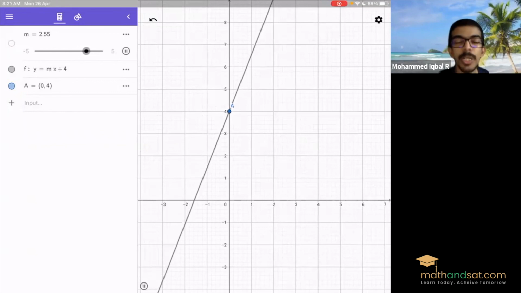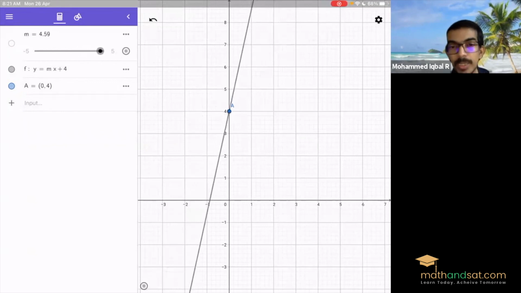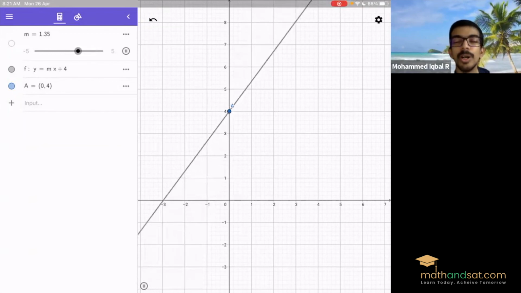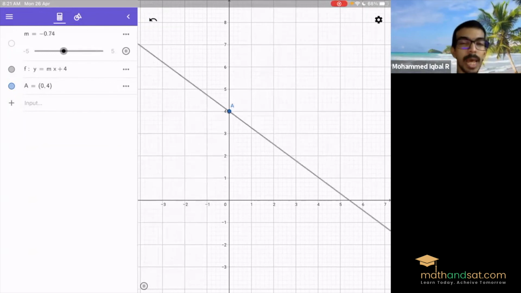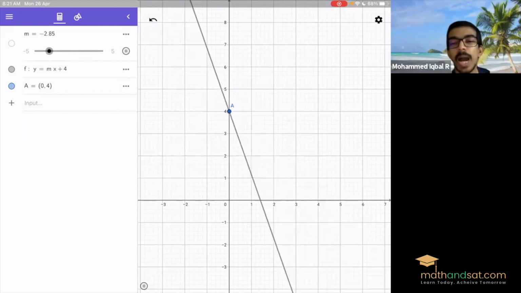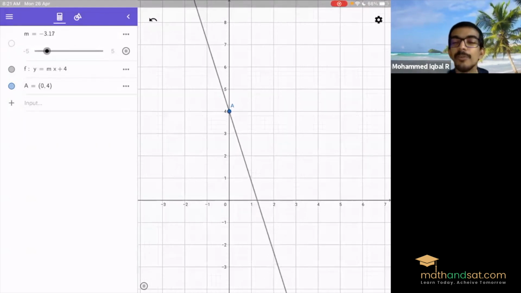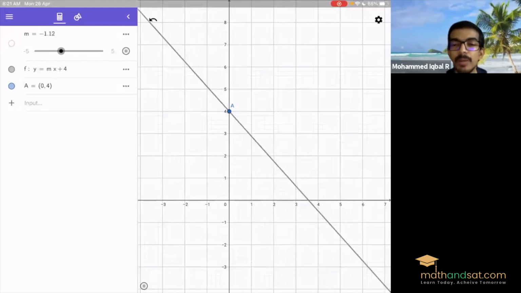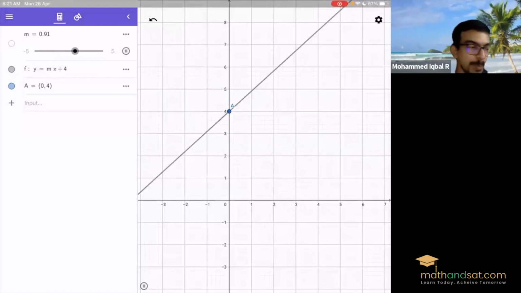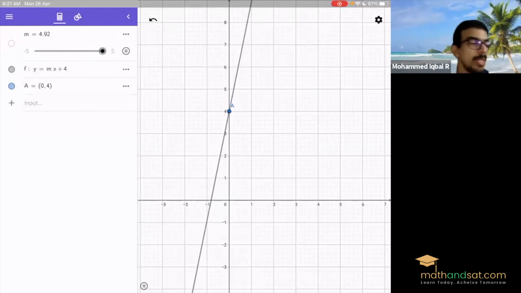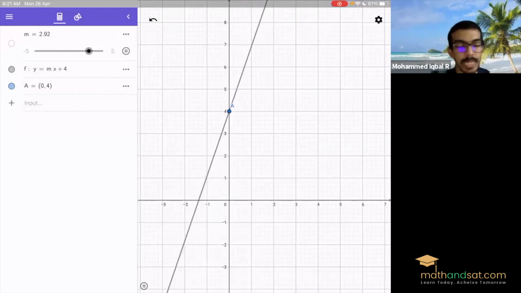For a horizontal line, the slope is 0. For a line which makes an acute angle with the positive direction of the x-axis, the slope is positive. For a line which makes an obtuse angle with the positive direction of the x-axis, the slope is negative. Is that clear? Okay.